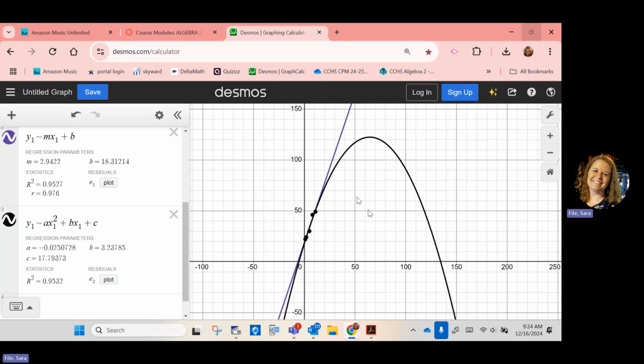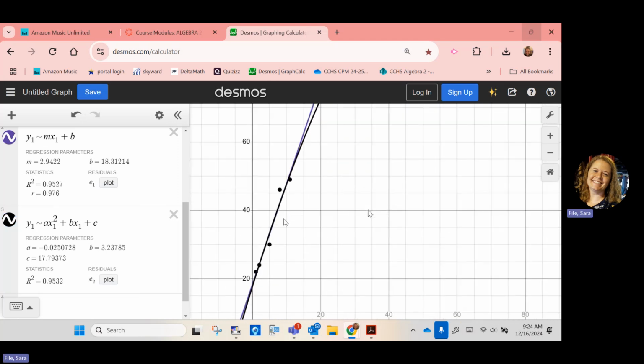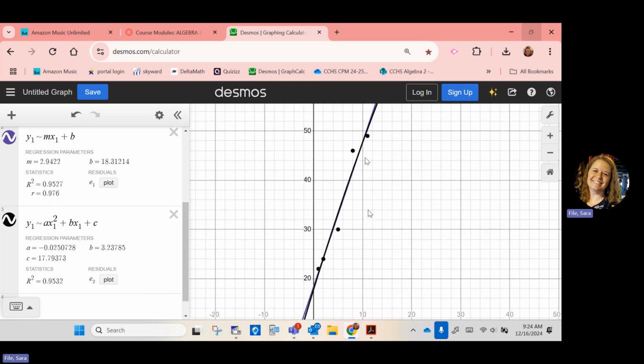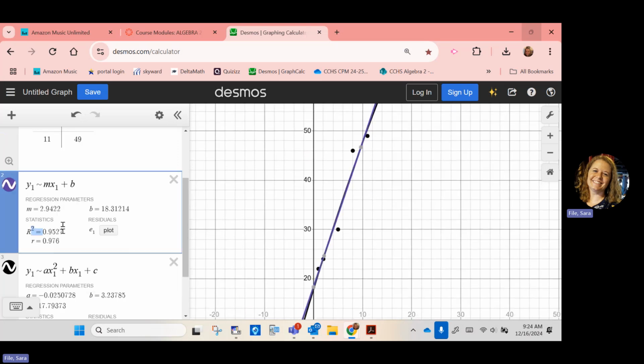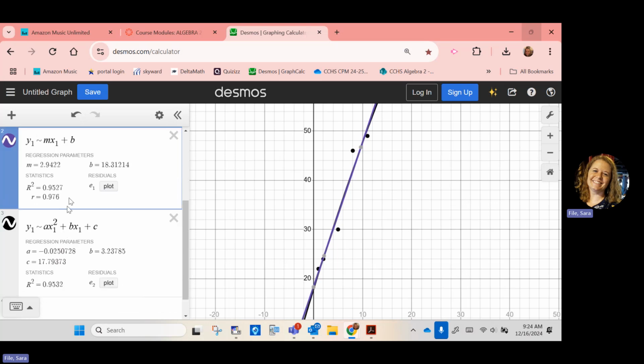So they want to know which one is the better fit. That is really hard to tell when you're just looking here. So that's why we've got to remember, we've got to just base it on the R squared value. The closer to 1, the better the fit. So 9527 versus 9532, we'd have to go with the quadratic. So you can get rid of that.